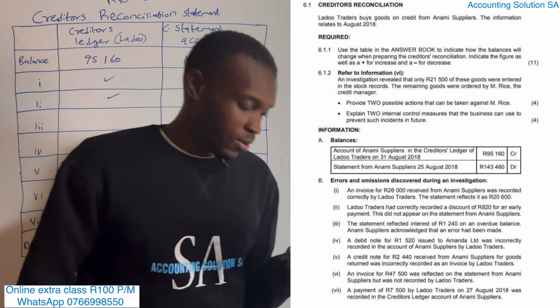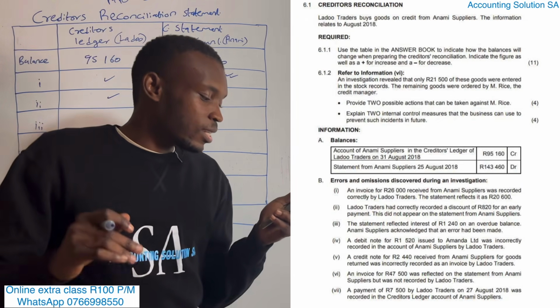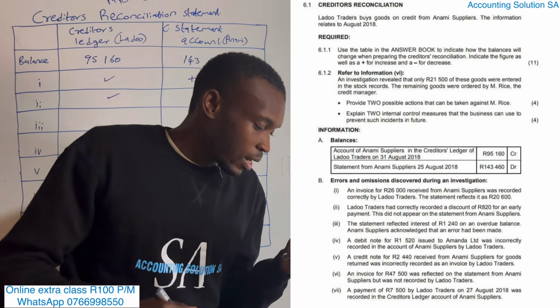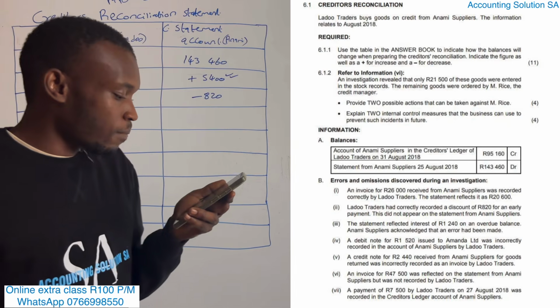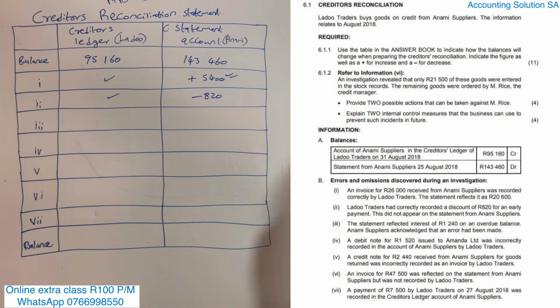Very simple statement. Number 3, the statement reflected interest of 1,240 on the overdue balance, and the Anami supplier acknowledged that an error had been made. Okay, who made the mistake here? It's our supplier.